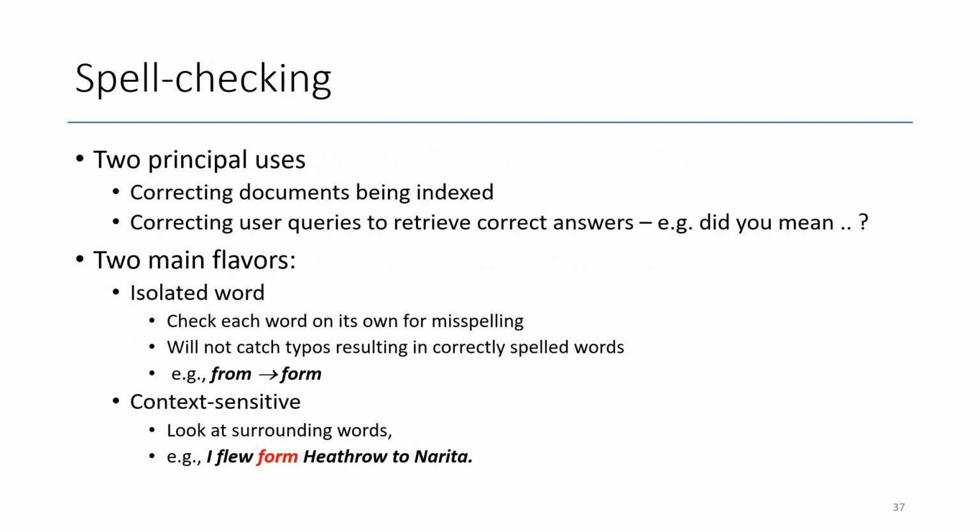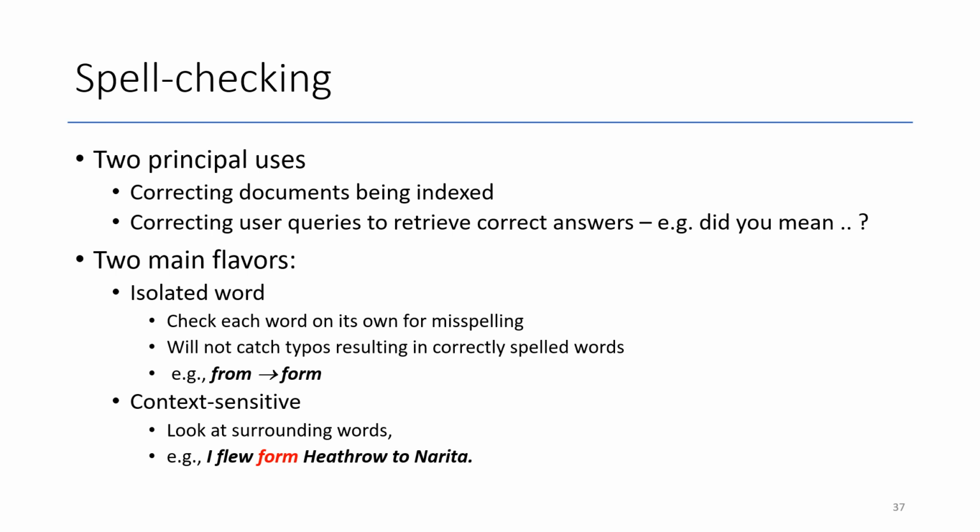To also improve the term matching capabilities, you can use spell checking, especially if you work with text that's not of very high quality. What you want to do here is first correct documents that are indexed, but also correct user queries to retrieve the correct answers in a "did you mean XYZ" style.